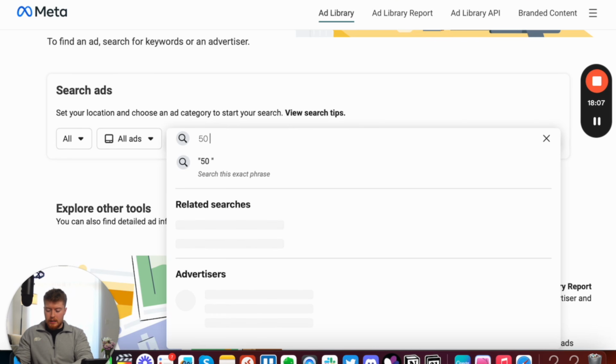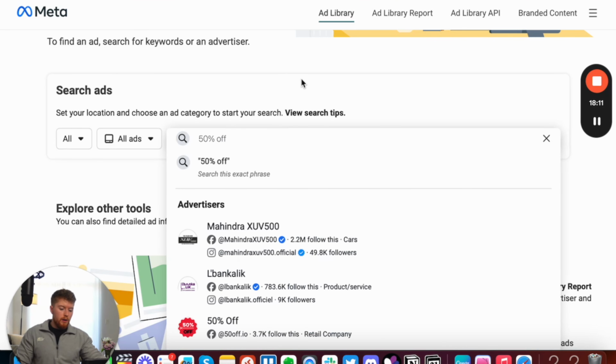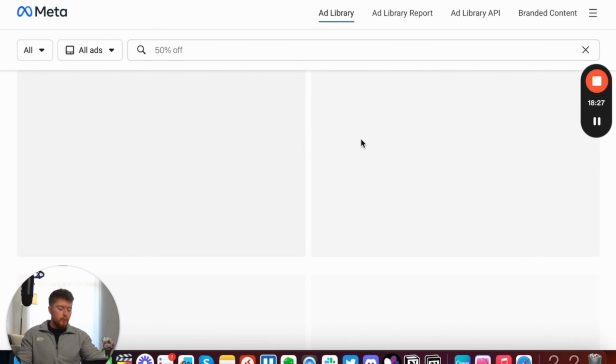So some of the keywords that we want to be using, I'll use one for an example here, is say we use 50% off. A lot of drop shippers or marketers will use heavy discounts in their front end offers, and a great way to find which products those advertisers are selling is by using those offers in your keyword searches and then hitting search and seeing what we can find.